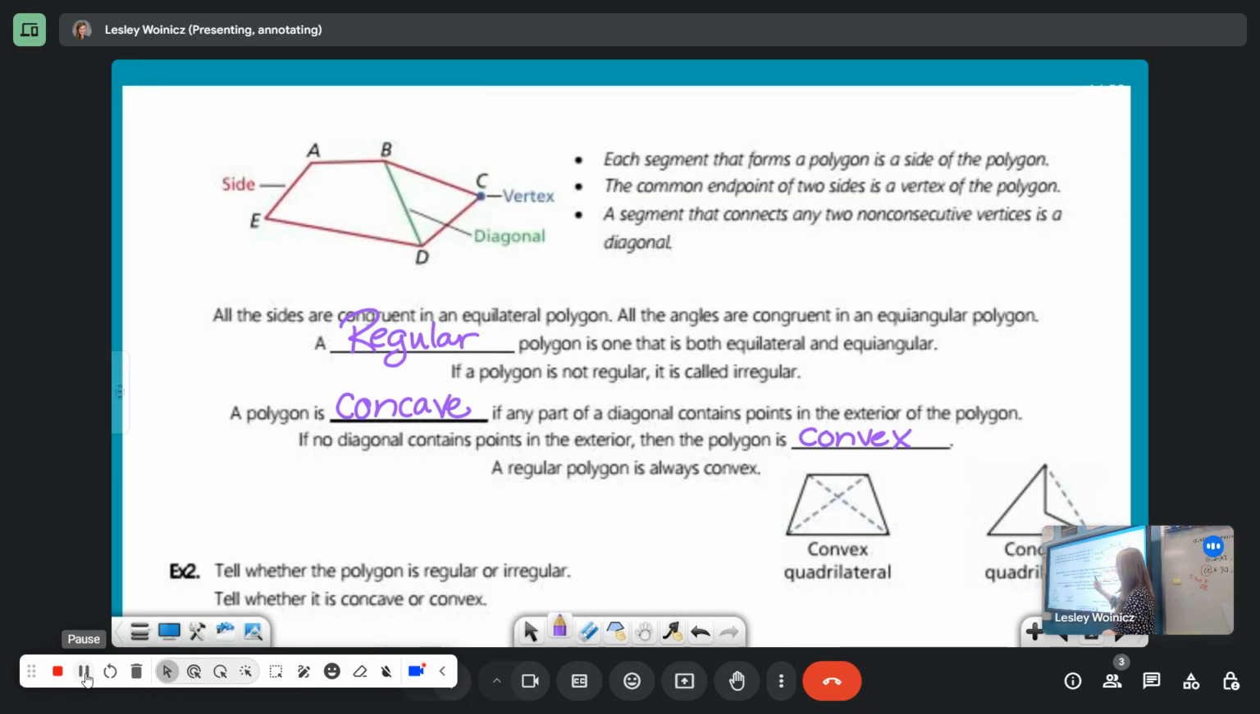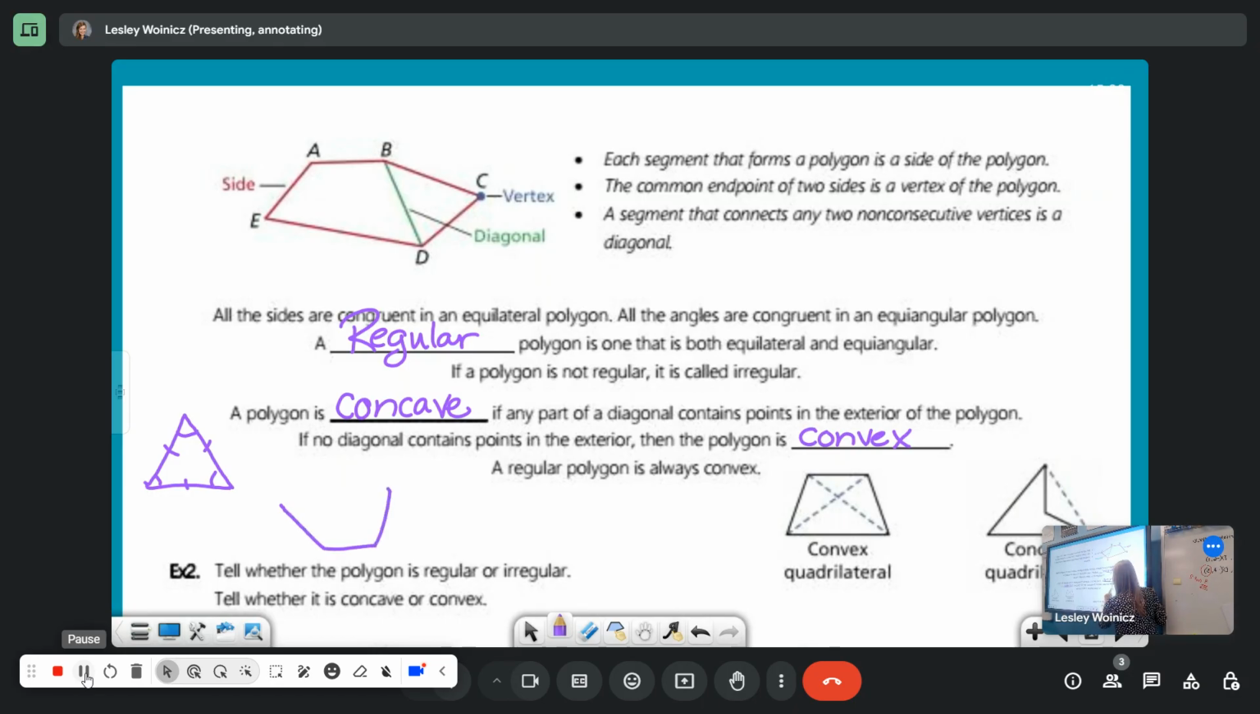Yeah, so if you have a regular polygon, it's always convex. So if you think about trying to draw a triangle where all of the sides are congruent and all of the angles are congruent, you cannot draw that figure with a dent, right? It has to be convex, so it has to be regular.